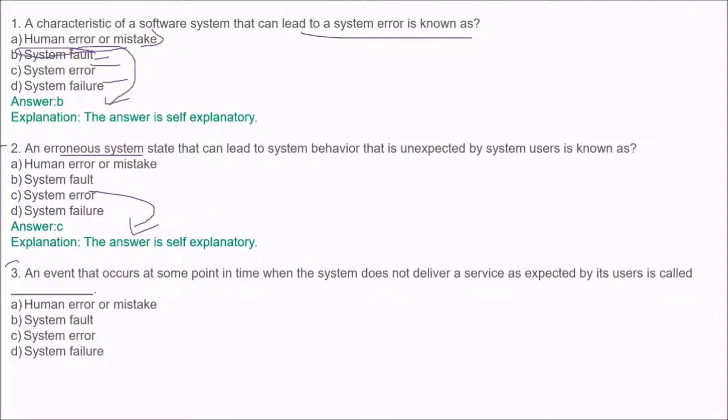Third, an event that occurs at some point in time when the system does not deliver a service as expected by its user is called what? A service which is expected by the user, or which is being provided to the user. The answer is D, system failure.